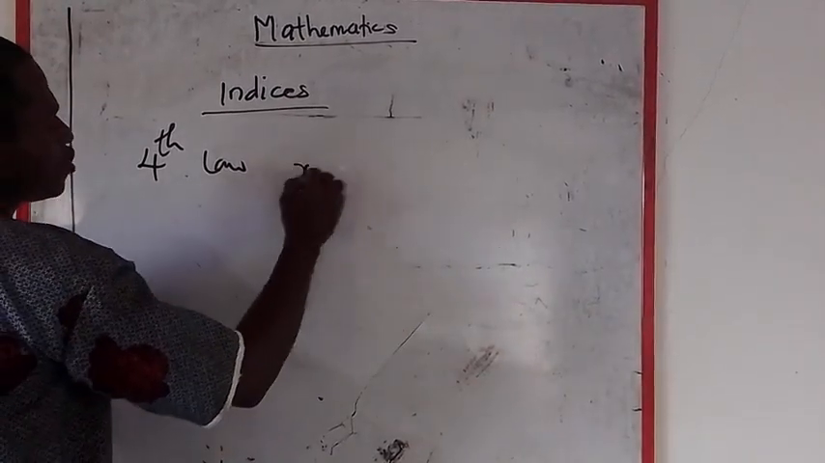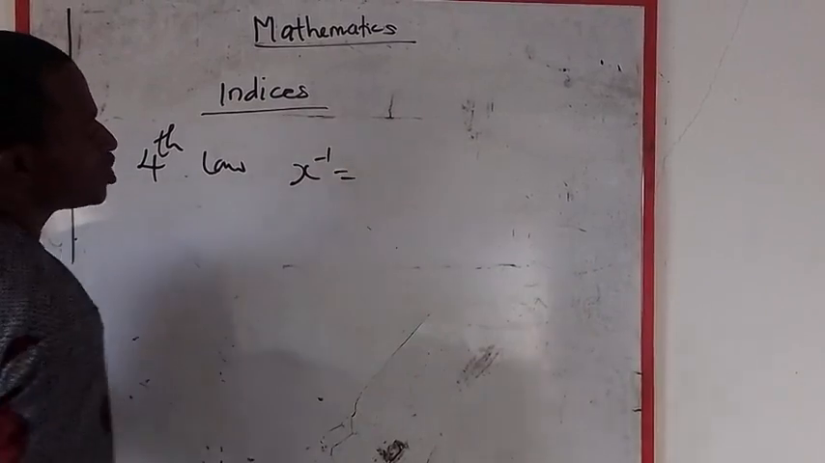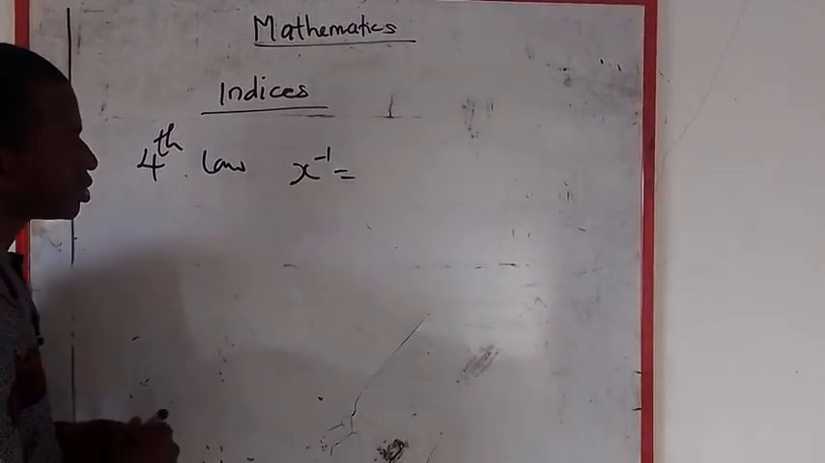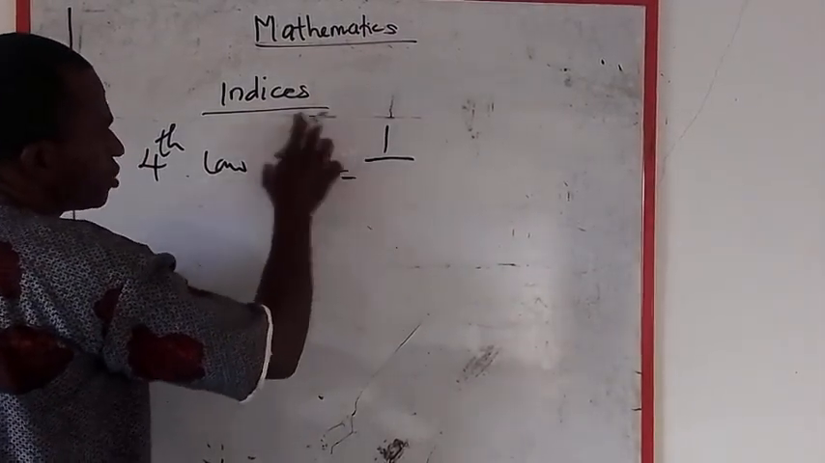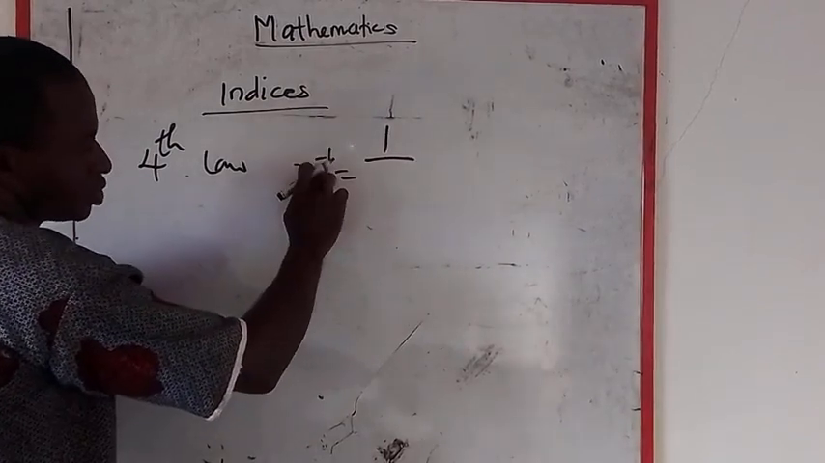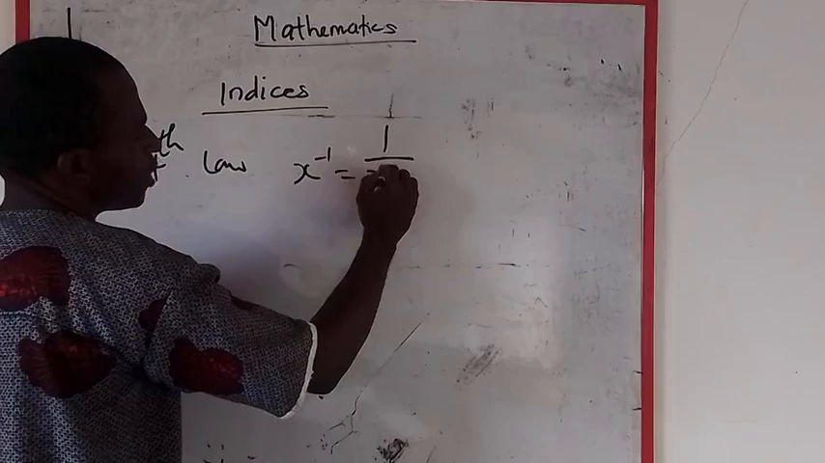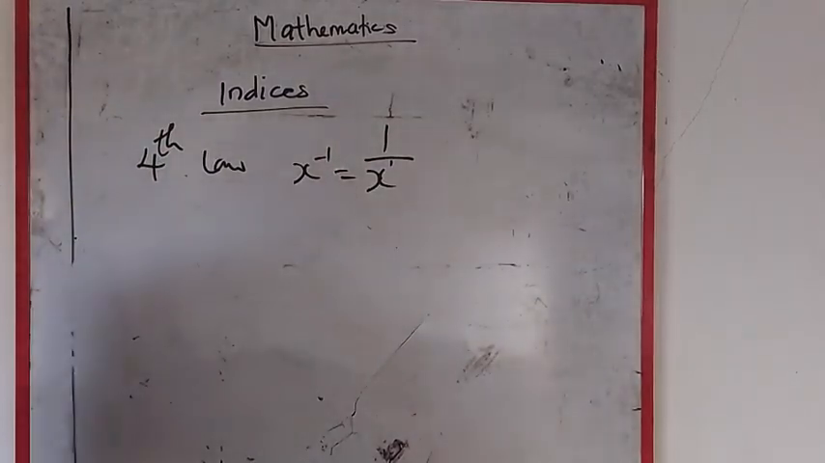Let me start with this x raised to the power minus 1. What it simply means is that we are going to say 1 over this number. Look at this number. Can you see the number? x raised to the power minus 1. I'm going to remove the minus sign. It's still the number. I've not changed anything either.